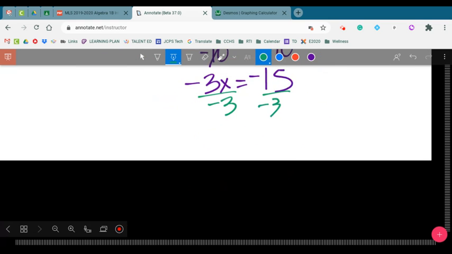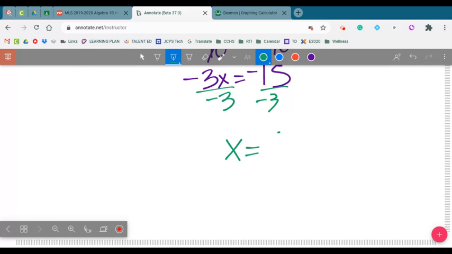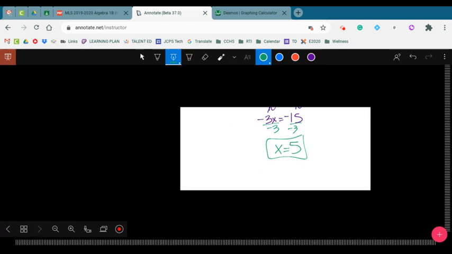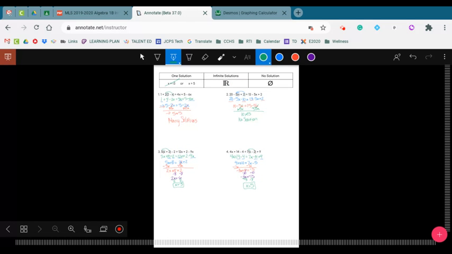So my answer is x equals 5. And is that what I wanted to get? Let's go up here and look. Yes. So I got all my answers. So that we're solving in the exact same way. It's just what do you get as an answer?